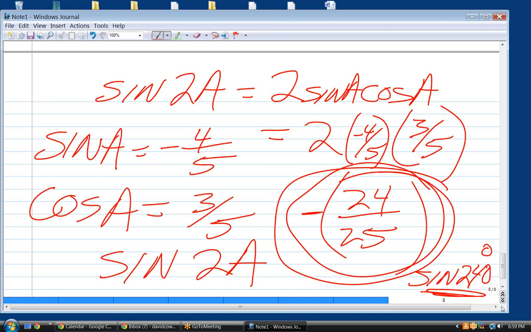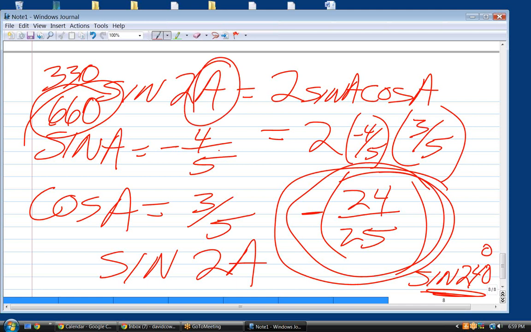No, it could be in the fourth quadrant even. If my angle was 330 and I doubled it, I would be at 660. That's in the fourth quadrant. And the sine would still be negative. The sine is negative in the third and fourth quadrants. If we take a fourth quadrant angle and double it, it has to end up in either the third or fourth quadrant, and sine is negative in both. So it makes perfect sense that the sine of 2A would be negative 24/25.